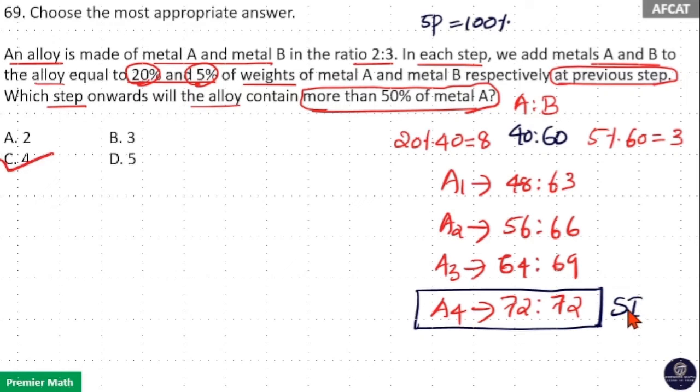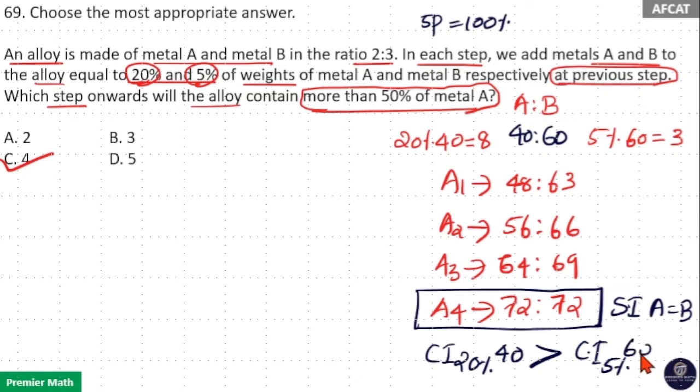But this is simple interest. The question is asking about compound interest. Here at simple interest, A is equal to B. So if I add compound interest, that is compound interest at the rate of 20% for the amount 40 is greater than compound interest at the rate of 5% for the amount 60. Because here 20% is 4 times 5%. So A is greater than B if I add compound interest. So option C is your answer.